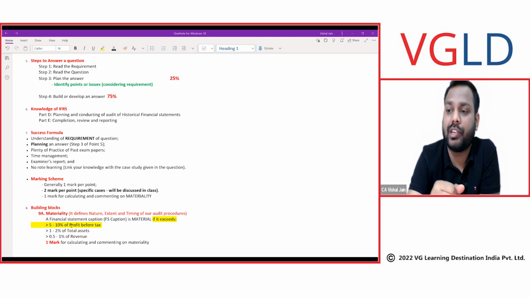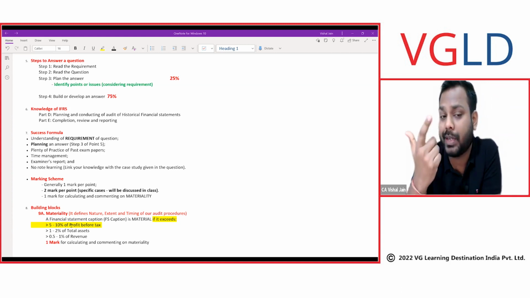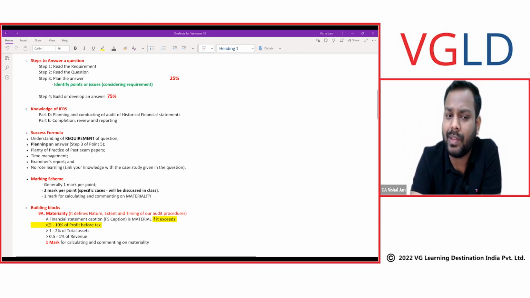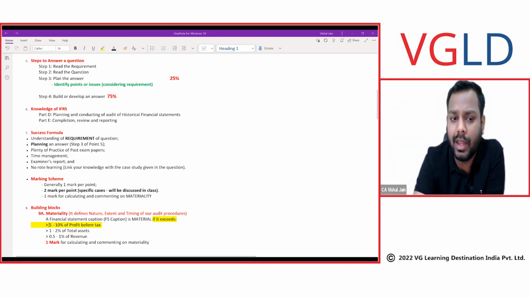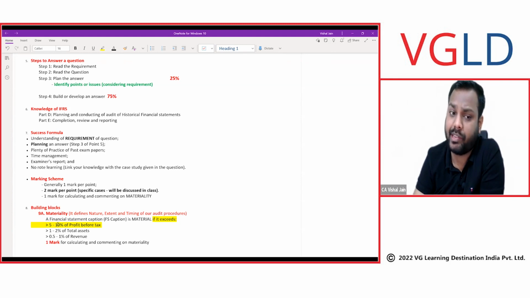Very good question, Ishan. Okay, Sandeep, if you're saying that at 6% it is material, so it means anything above 5% is material. Then why are we giving a limit of 10% in that case? Why 10%? Tell me. Come on, anyone, tell me.